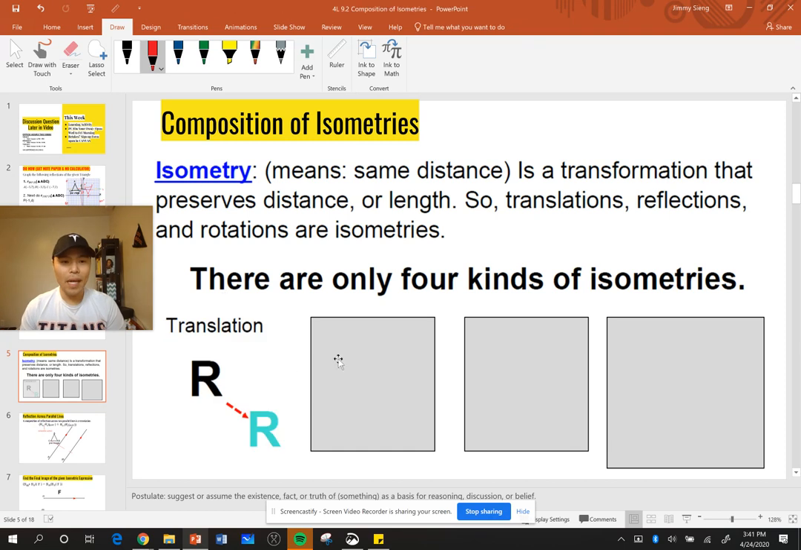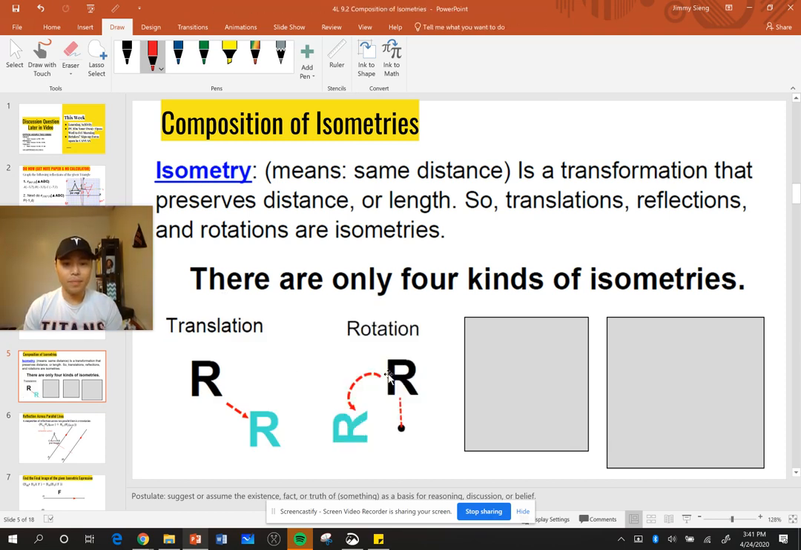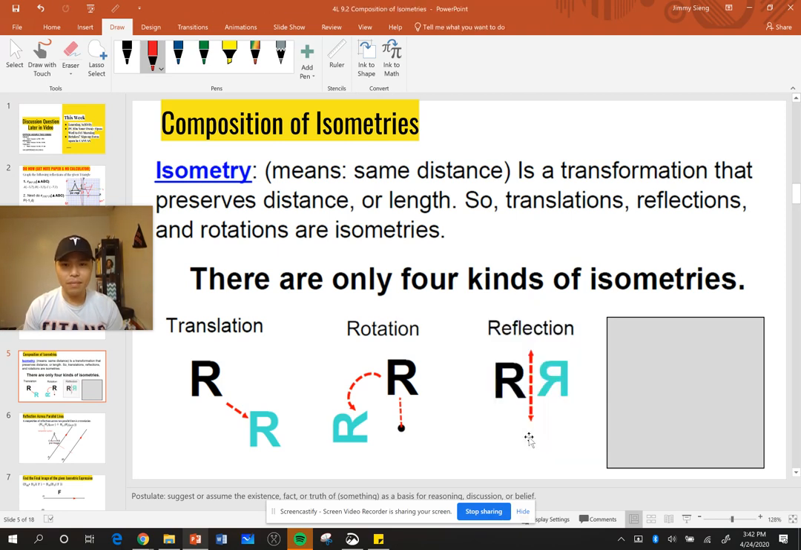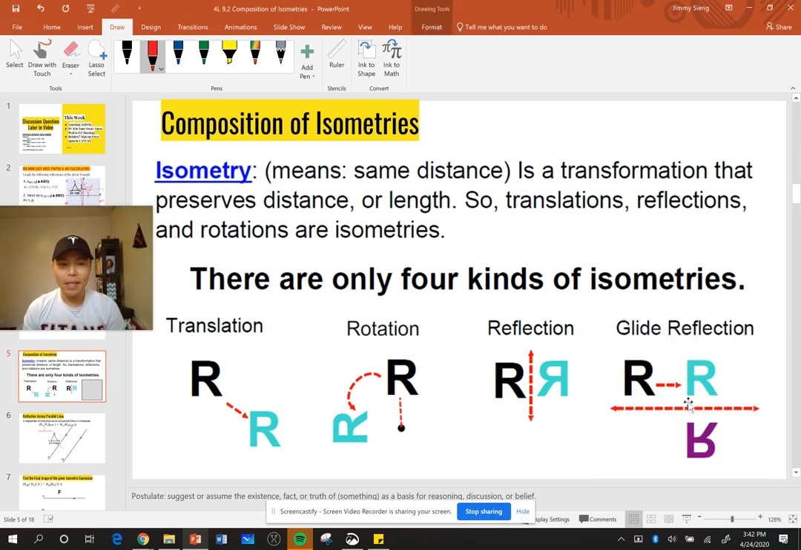So again, there's 4 kinds. We learned translation, moving one to another point; rotation, where we take our point or our shape and rotate it; and I believe reflection. There it is, if I was to take this and reflect it from a line of reflection. So now we can do a glide reflection. That's something else I'm going to add on later, okay?